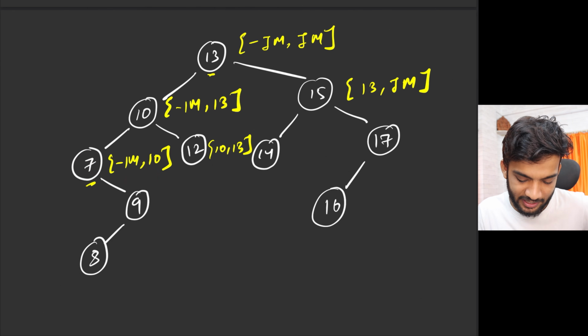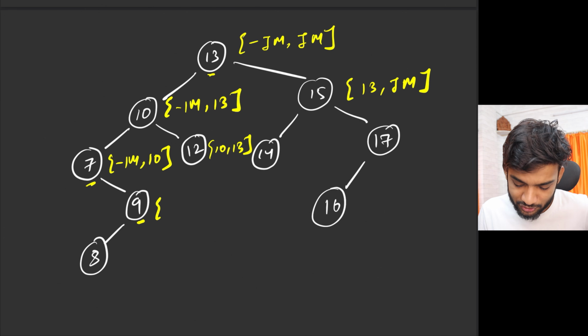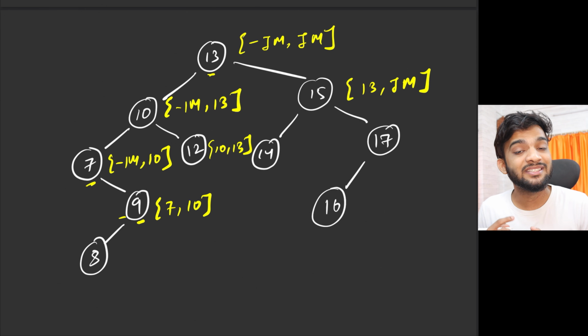Indeed it is. So that's correct. This node is also correct. Now the moment I come to 9, I'll be like, everything should be greater than 7. So 7 to 10 is where the range should be. And again 10 is satisfying.